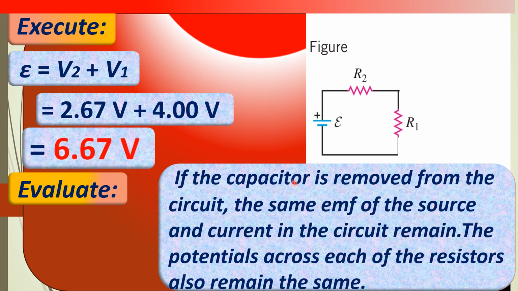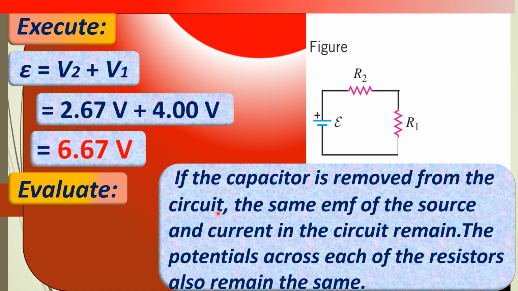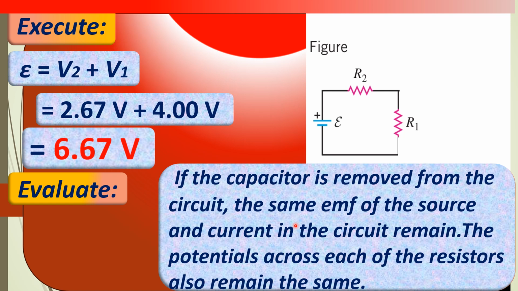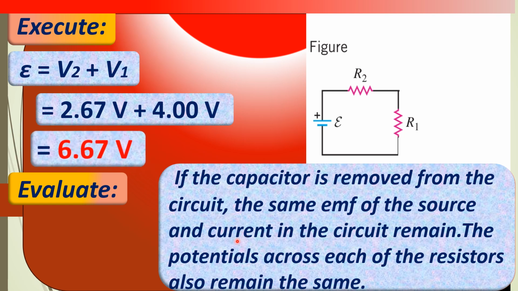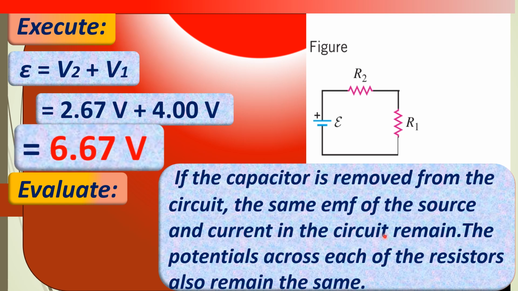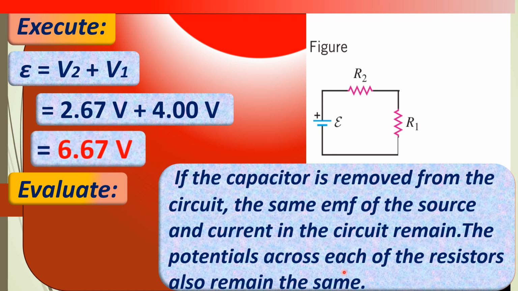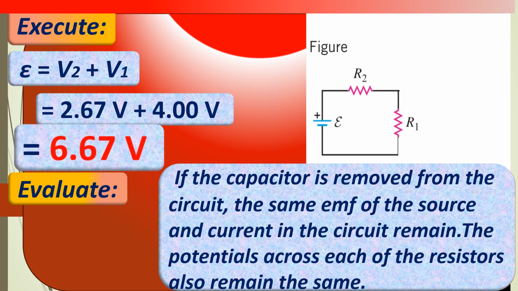If the capacitor is removed from the circuit, the same EMF of the source and current in the circuit remain. The potentials across each of the resistors also remain the same.